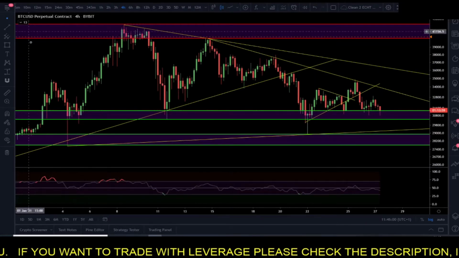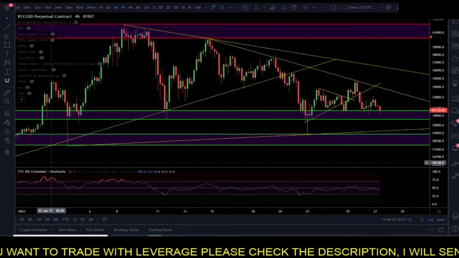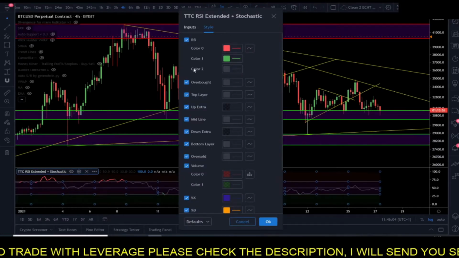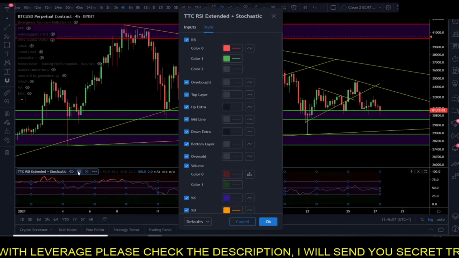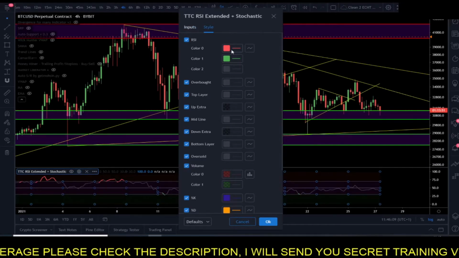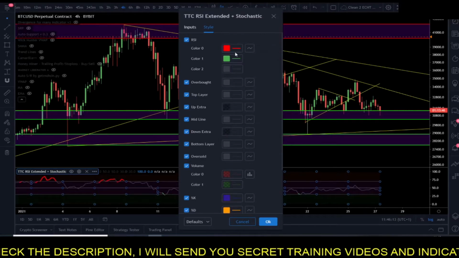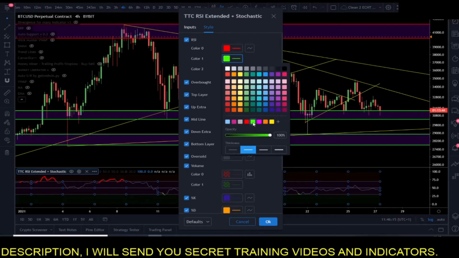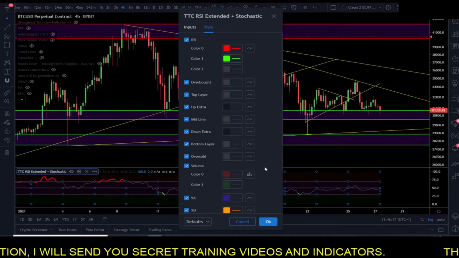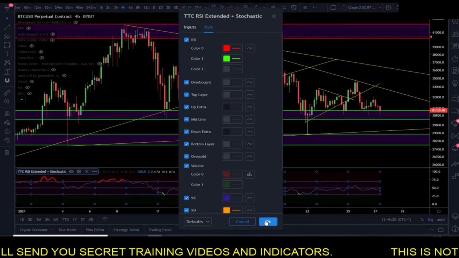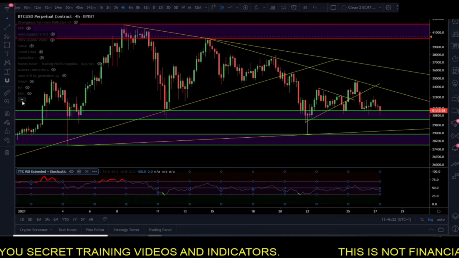Now I'm going to the options right here, and then here you can change the color. Now making it really thick, so it's really getting your attention when something happens on the chart.